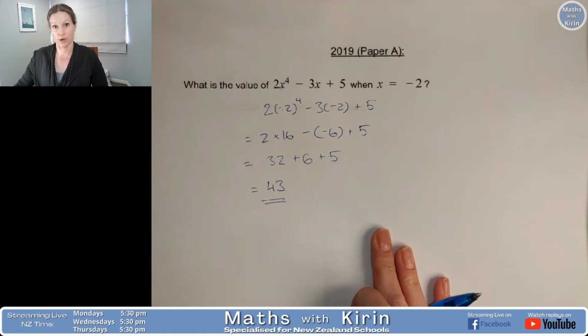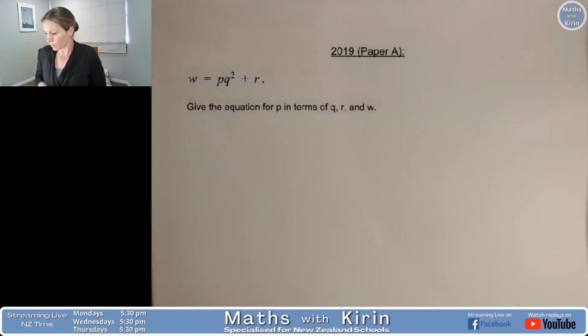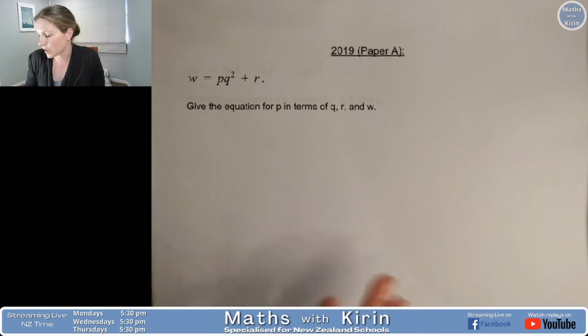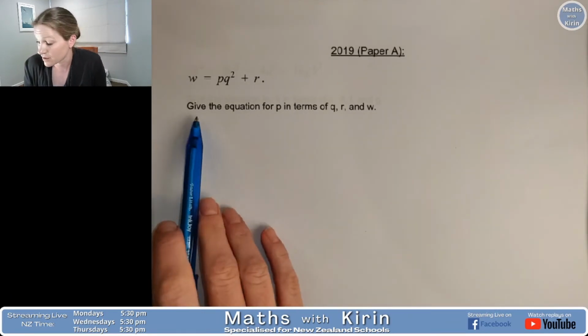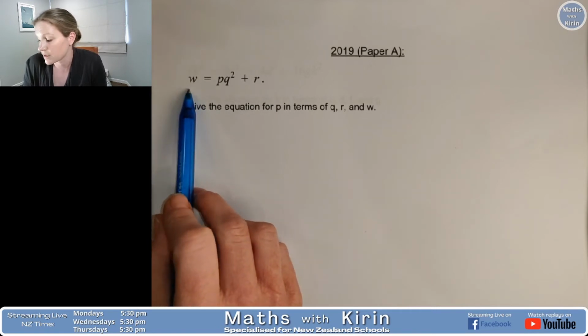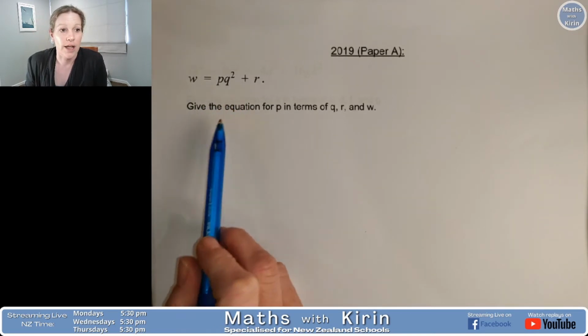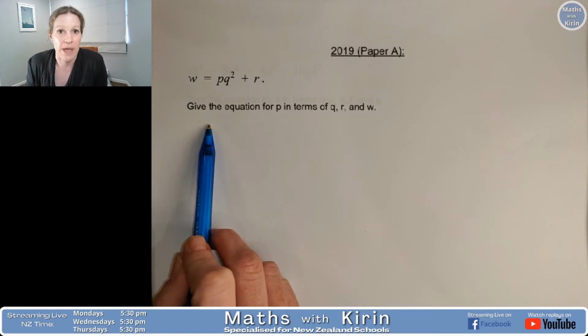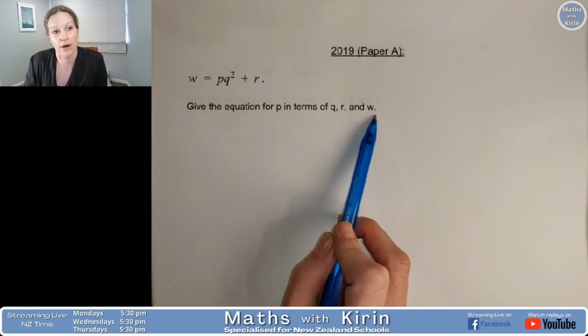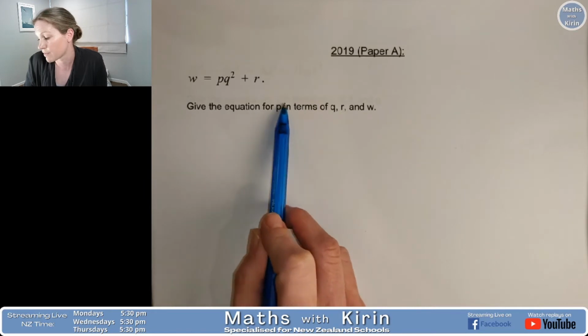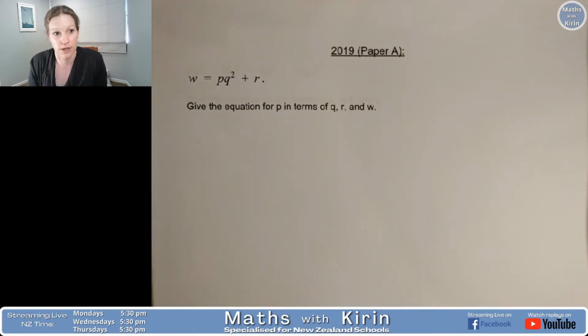43. Second exam question, again from last year's paper. So this is a rearranging question. We're told that W is equal to PQ squared plus R, and we're asked to solve the equation for P in terms of Q, R, and W. So that just means we want to make P the subject of the equation. We want to get P equals.